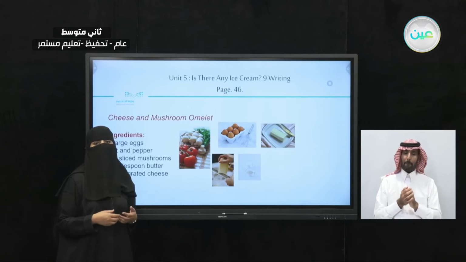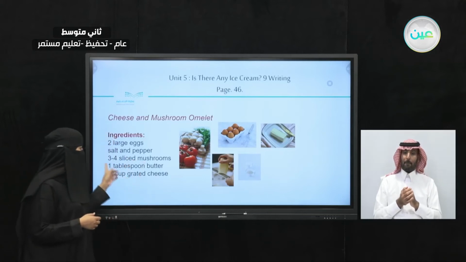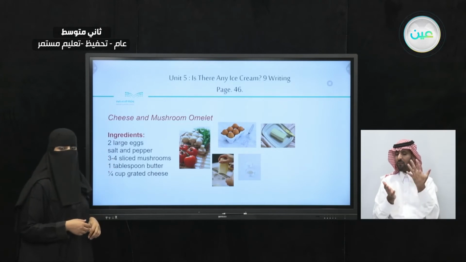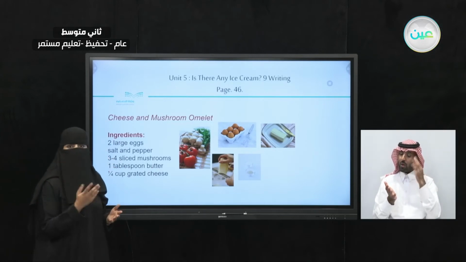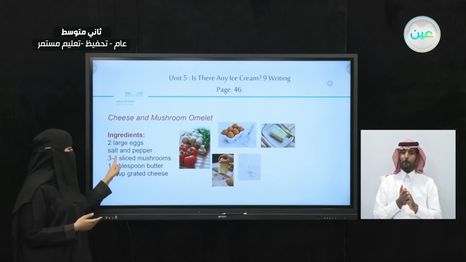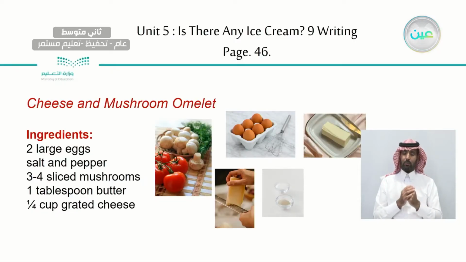Now, for example, if we found a recipe and here we have 2 to 5 slices, does that mean it's wrong to have 3? No, it's not. It's correct. From 3 to 4 slices of mushroom. Anything in between is also correct for the recipe.